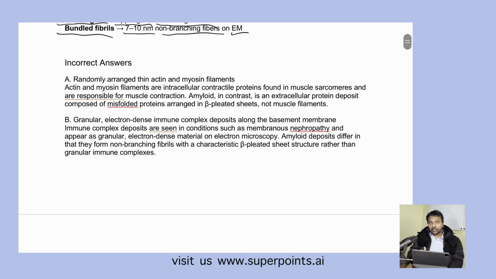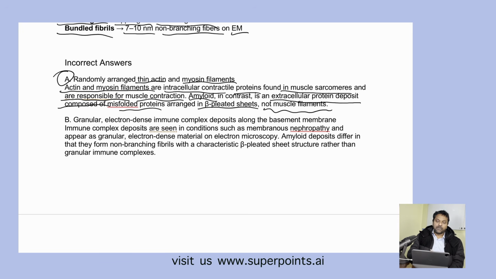What about the incorrect answers? First of all, what about A? Randomly arranged thin actin and myosin filaments. Actin and myosin filaments are intracellular contractile proteins found in muscle sarcomeres and are responsible for muscle contraction. Amyloid, in contrast, is an extracellular protein deposit composed of misfolded proteins arranged in beta pleated sheets. So it's not about muscle filaments.